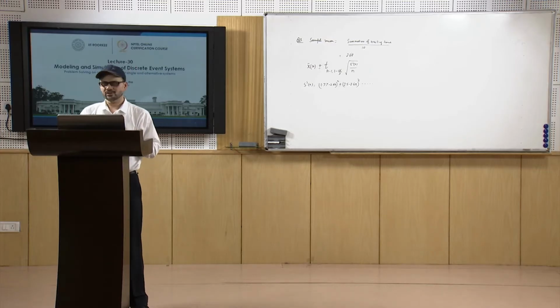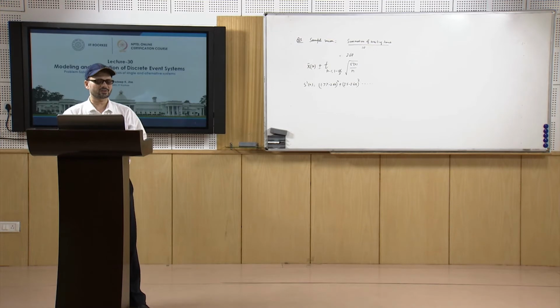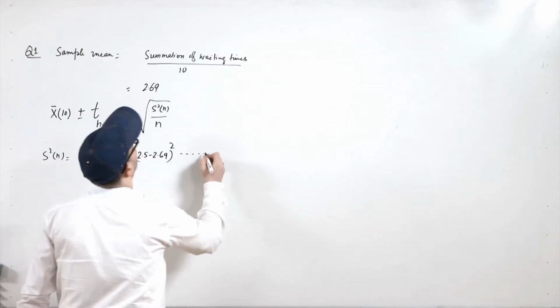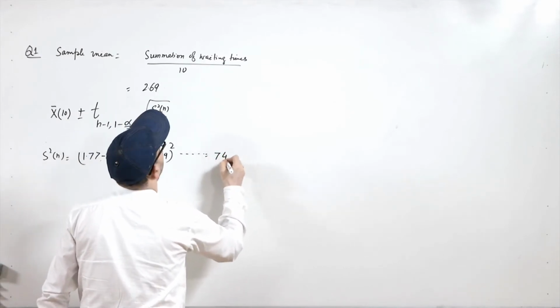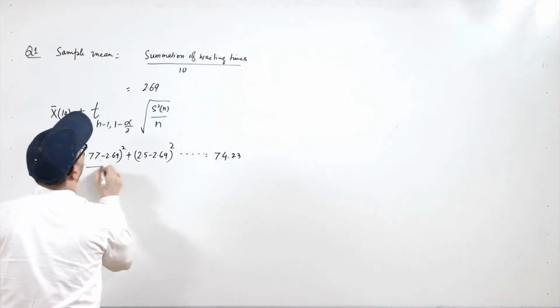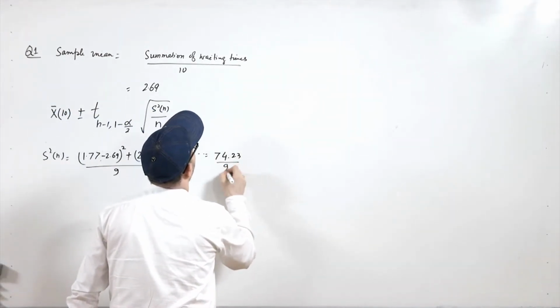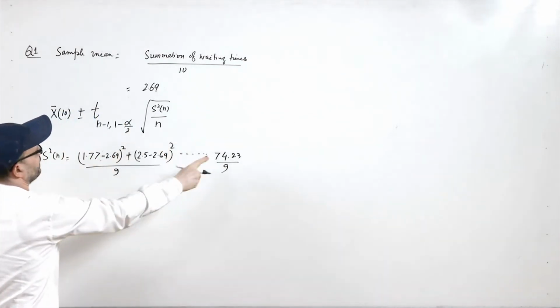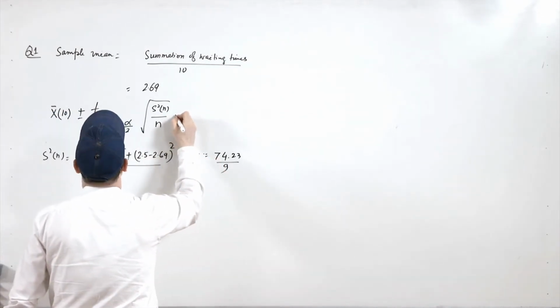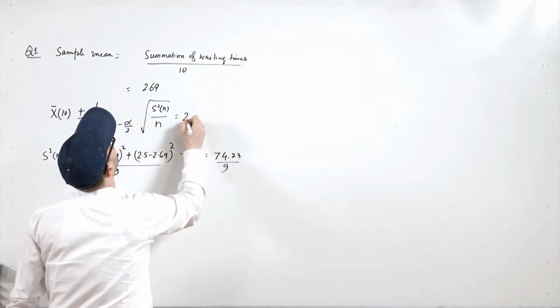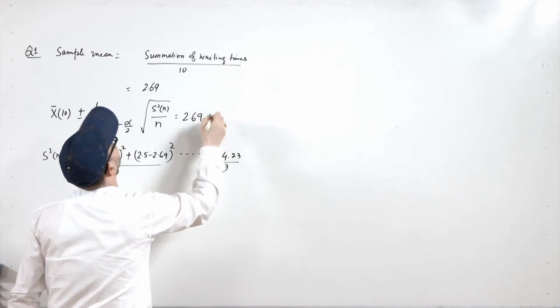In that case the summation is coming out to be 74.23, and it will be divided by n minus 1, so it will be divided by 9. This value will be 74.23 by 9. So, what we get is x bar 10 as 2.69, then plus minus.